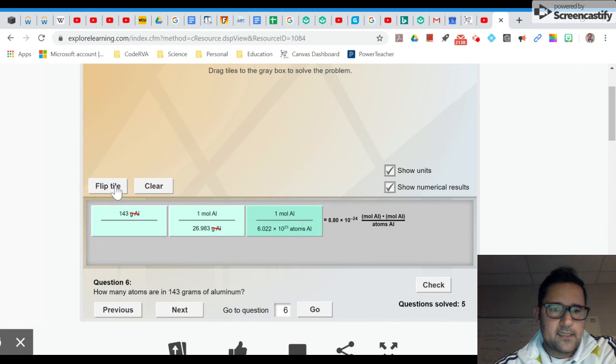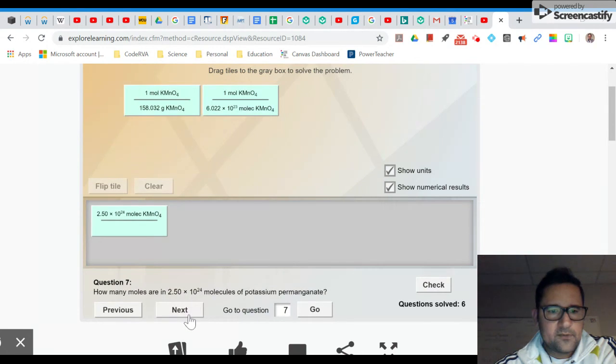And I'll have to make sure I flip this tile because moles should be in the denominator. So it cancels out with the moles of aluminum right here. Boom. And the only unit that survived was atoms of aluminum. And I want the answer to be in atoms because that's what the question said. How many atoms? So you're going to multiply everything in the numerator and divide it by everything in the denominator.